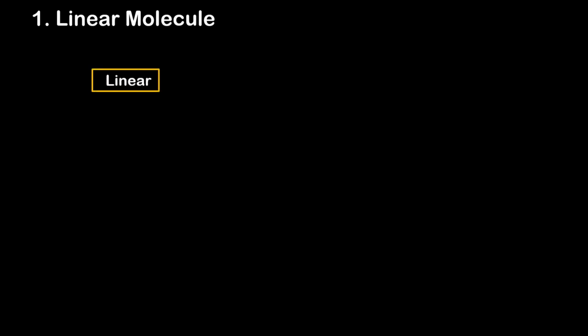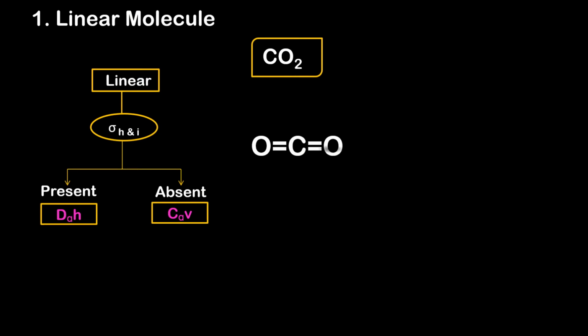If the molecule is linear, next, is there any sigma h and i present? If sigma h and i are present, the point group will be D infinity h, and if sigma h and i are absent, the point group becomes C infinity v. Let's take one example of the CO2 molecule. This is the structure of the CO2 molecule. CO2 molecule is linear.